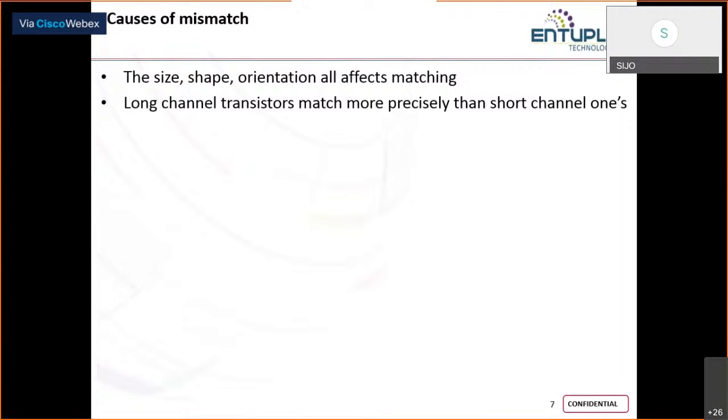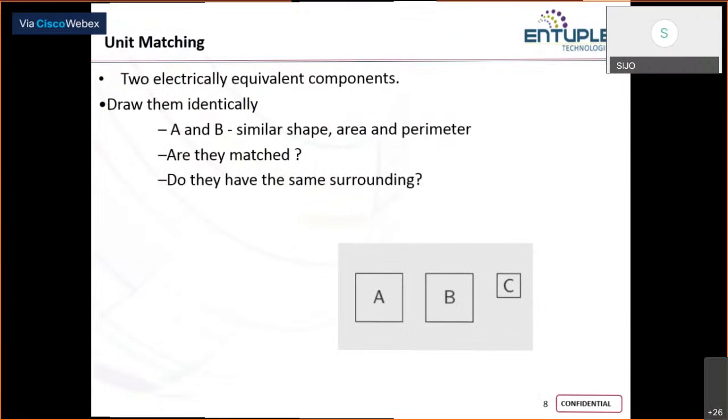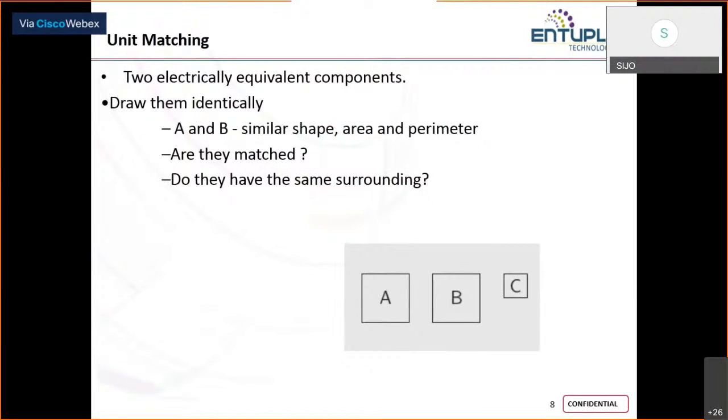If you move to the next slide, let me give you some thought process here. We can see two identical, electrically equivalent components, A and B. We have drawn them identically. They are of similar shape, area, perimeter, everything is equivalent. So the question is, are they matched?